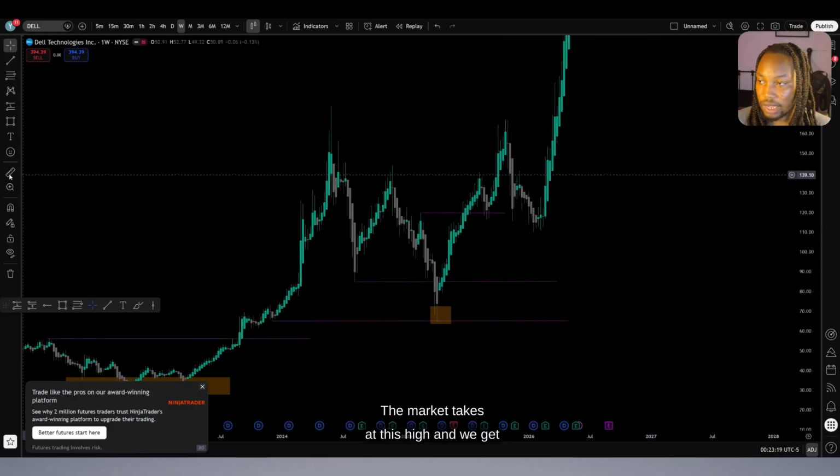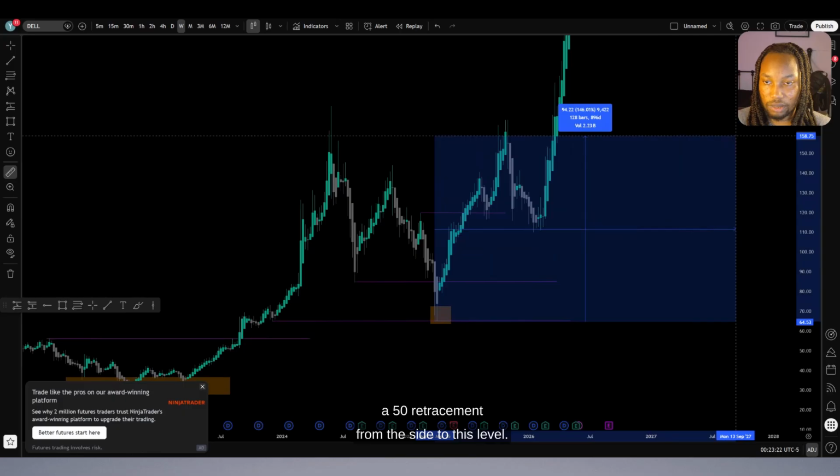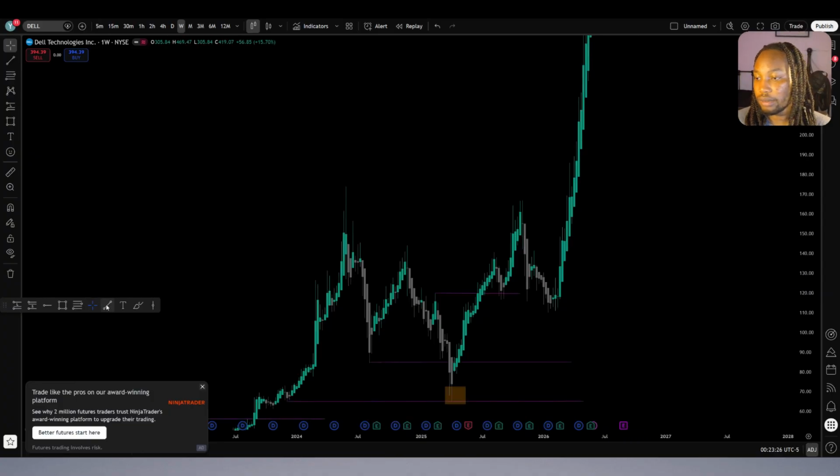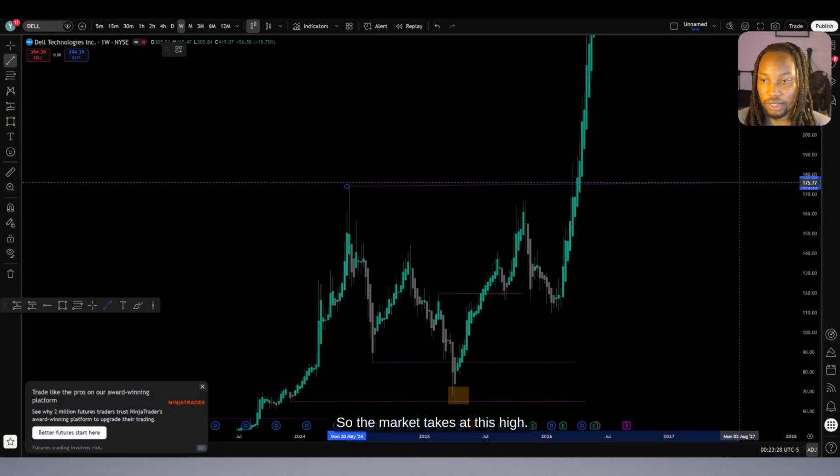The market takes out this high, and we get a 50% retracement from this high to this low. Look at that. Perfect. 50%. And the market rallies higher again. And then what do we get? The market takes out this high.